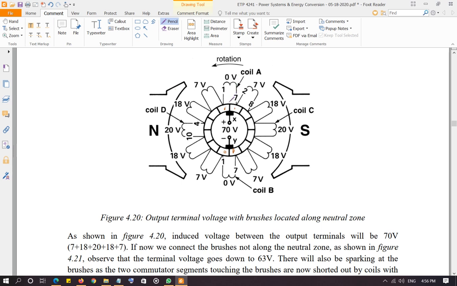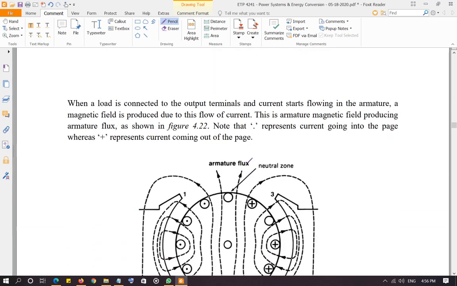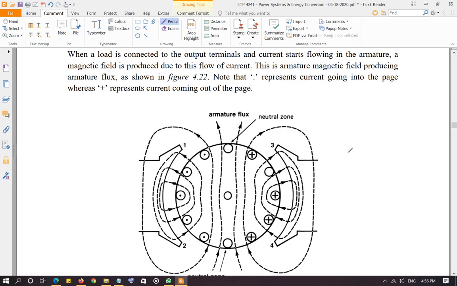But in any case, the location of the brushes is such that the brushes will be placed on the commutator segments where the coil at those commutator segments will induce 0 volt at all times. And how does it happen? It happens because of the electromagnetic pattern that develops over the armature.